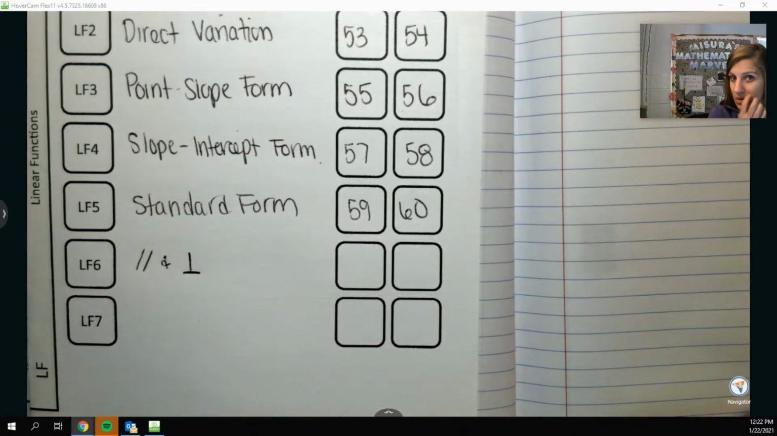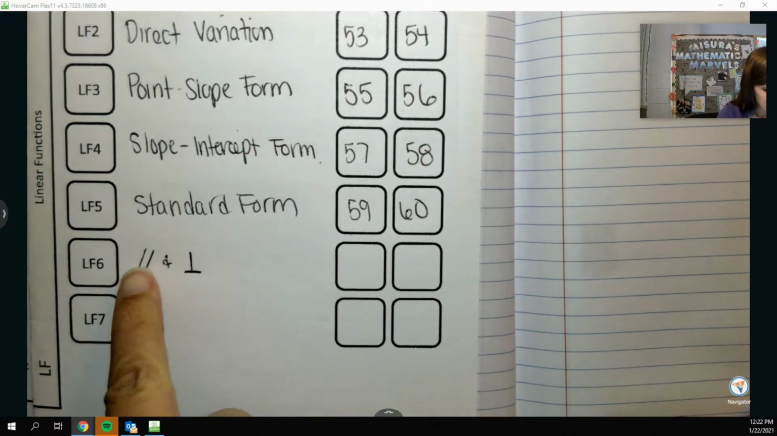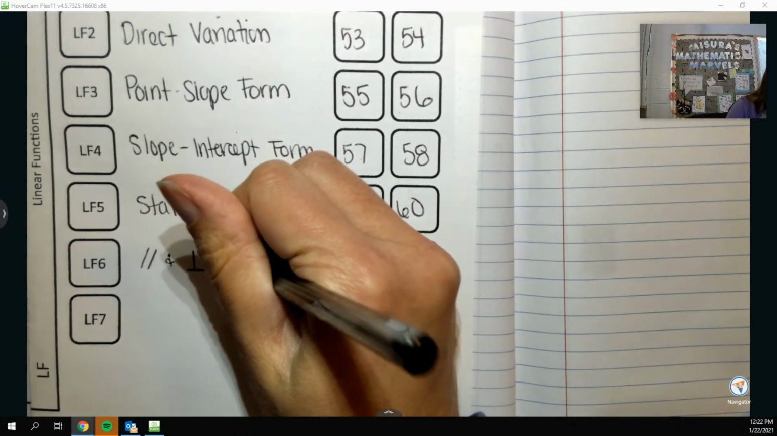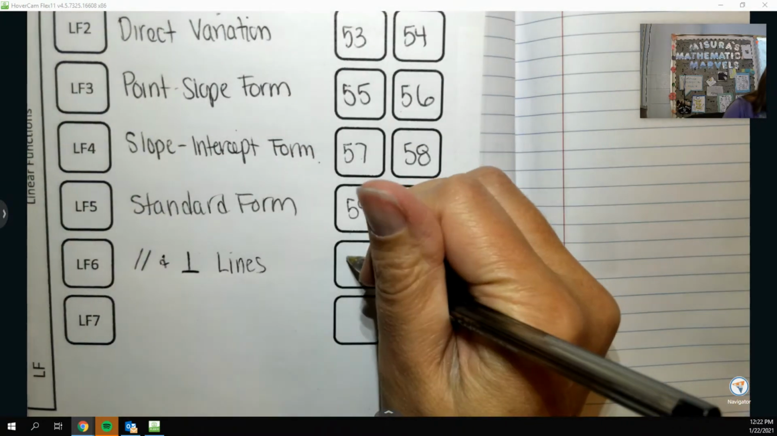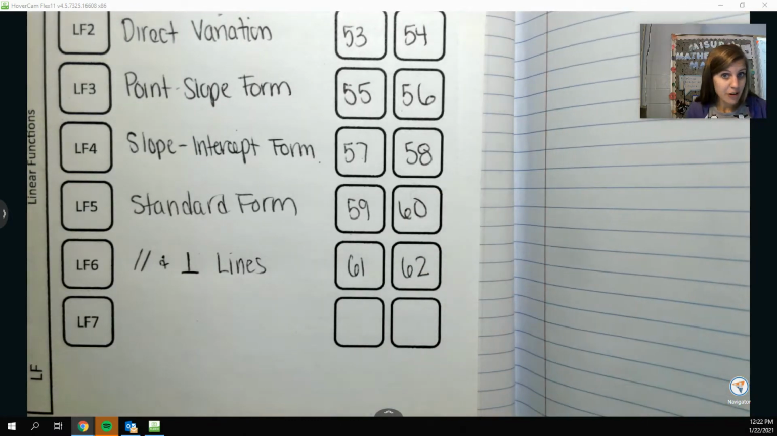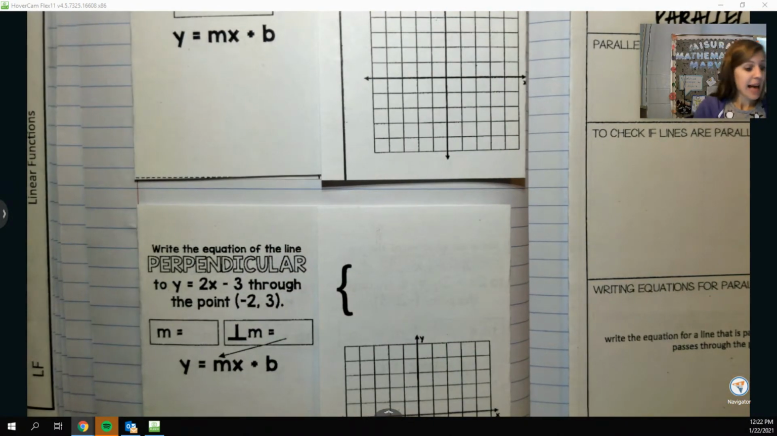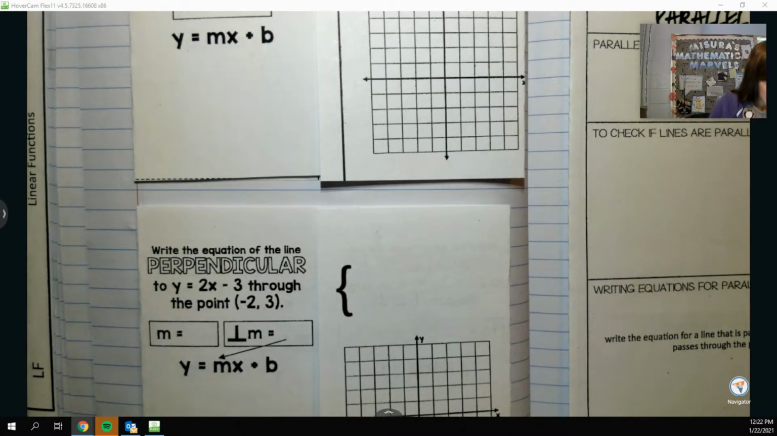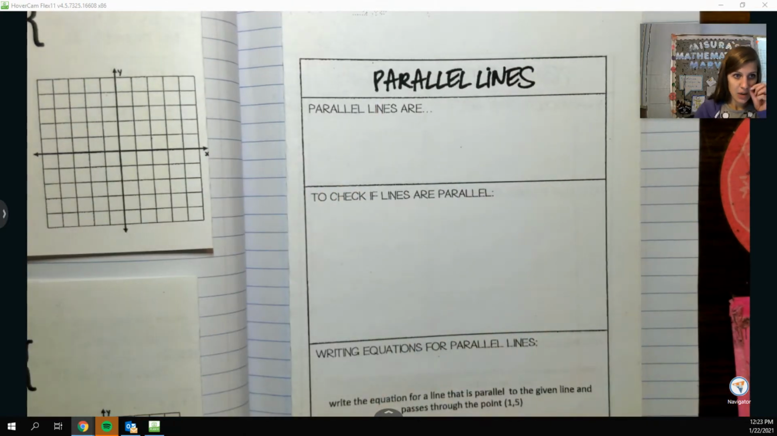So if you want to use those cute little symbols as well, we are going to talk about parallel and perpendicular lines on page 61 and 62. Now, if you don't have your stuff all cut up in the notebook, if you just have the packet of things, it's actually on pages 15 and 16 and 17 that we're looking. So let's start with actually page 15, which looks like this one.